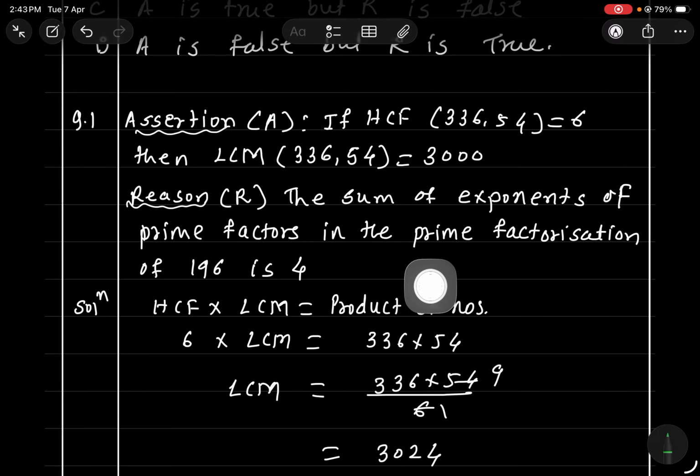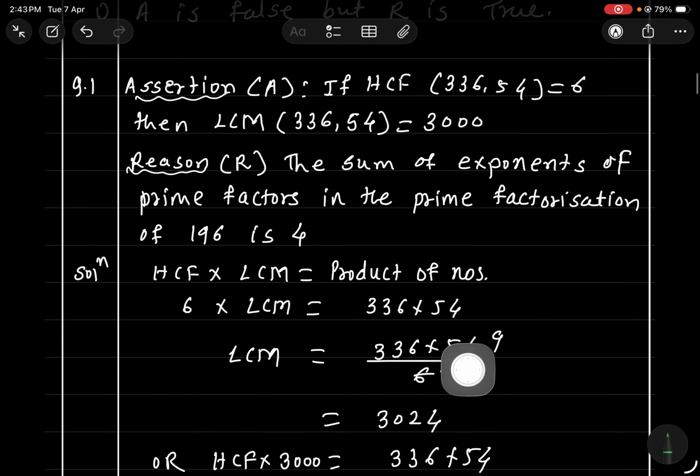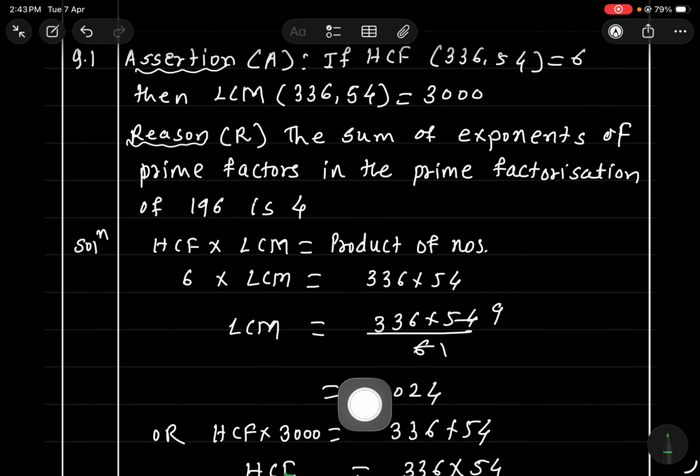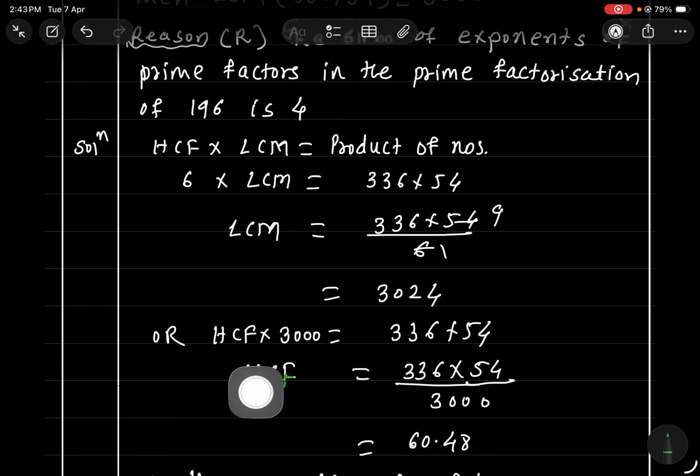You can do this in two ways. By prime factorization of 336 and 54, find the factors and then find the HCF and LCM. Otherwise, this way you can use the HCF into LCM product. First write the HCF, which is 6, and find the LCM; the 6 is transposed to the other side. After solving and reducing, you get the LCM as 3024.